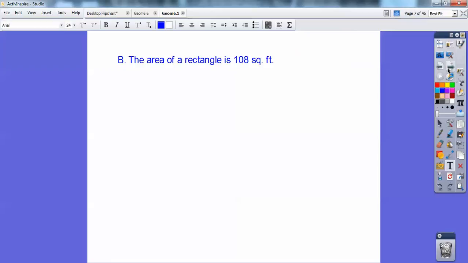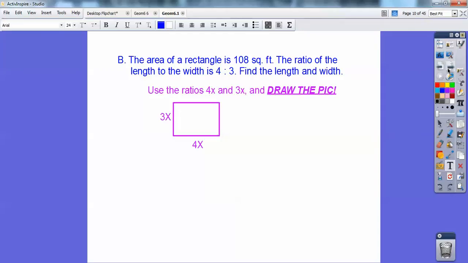Okay, here's a word problem. The area of a rectangle is 100 square feet. The ratio of the length to the width is 4 to 3. Find the length and the width. Okay, let's go ahead and draw a picture. Use the ratio 4x to 3x, and we'll find out what x is, and then we'll multiply that times 4 and 3 to get the dimensions.